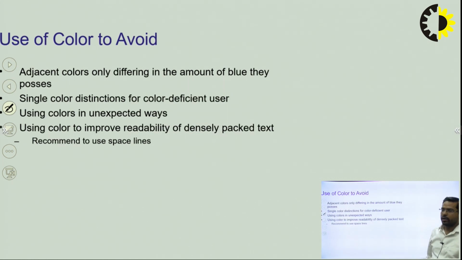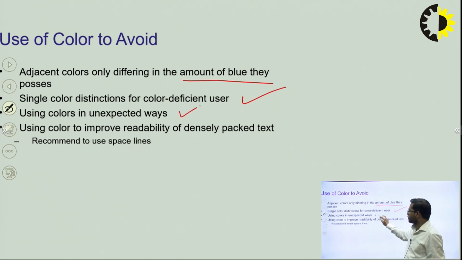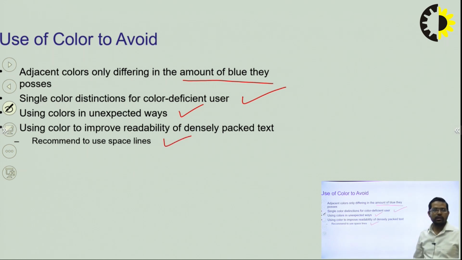Uses of color to avoid: adjacent colors differing only in the amount of blue they possess. Single color distinction for color deficient users. Using color in unexpected ways. Using color to improve readability of densely packed text; it is recommended to use space lines instead. So these are the basics of which colors to avoid.